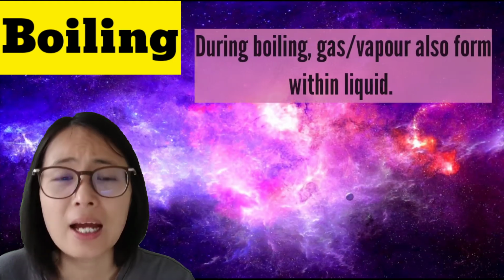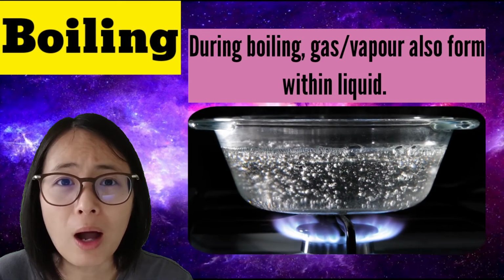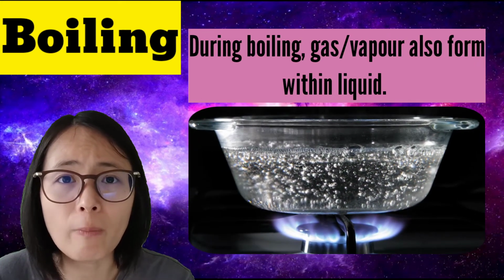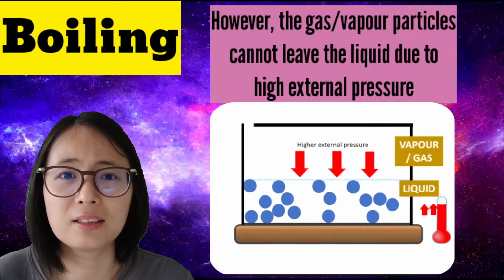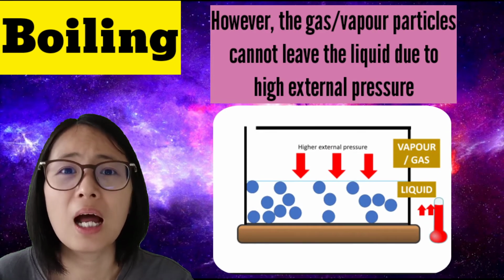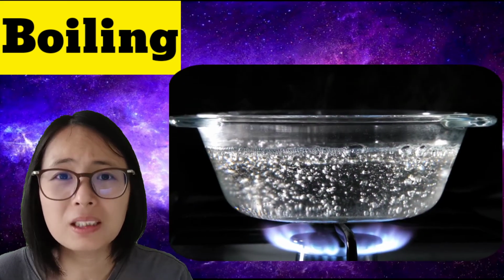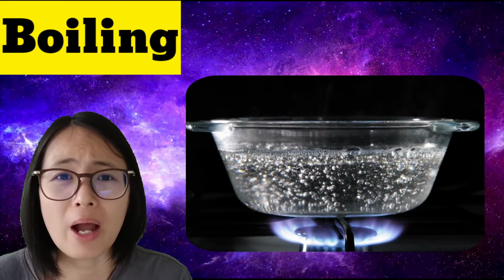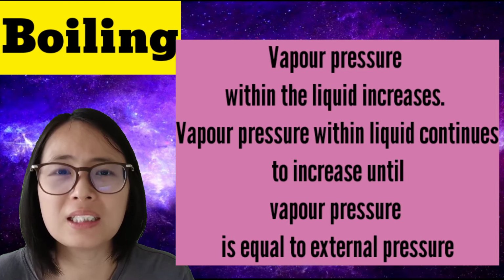During boiling, gas or vapor is also formed within the liquid. That's why you can see small bubbles form in the liquid. However, due to high external pressure, the gas or vapor particles within the liquid cannot escape from the liquid. As temperature increases, more gas bubbles are formed within the liquid. So as more gas bubbles form within the liquid, we can say that the vapor pressure of the liquid increases with the increase in temperature.